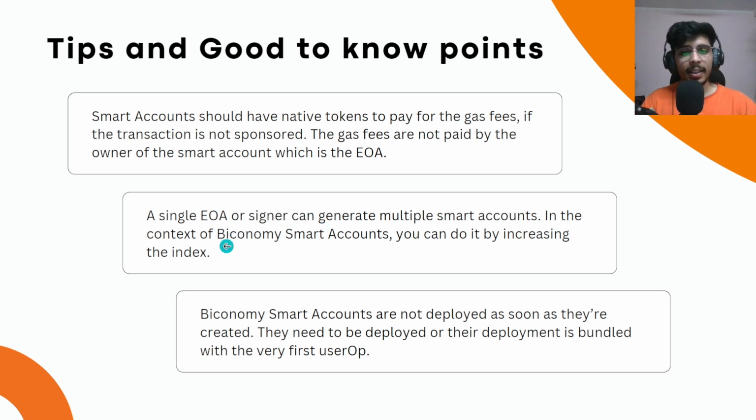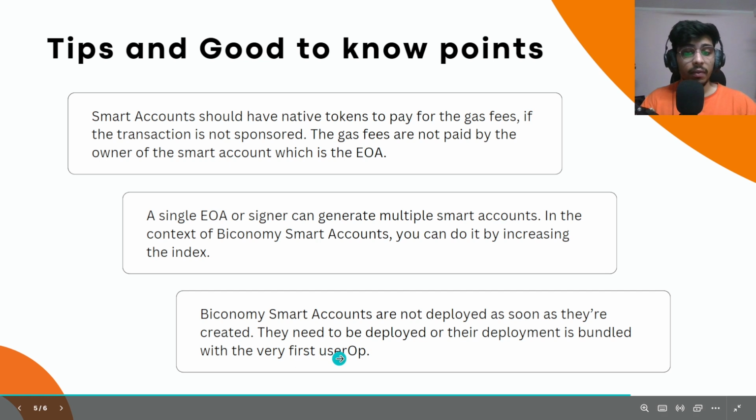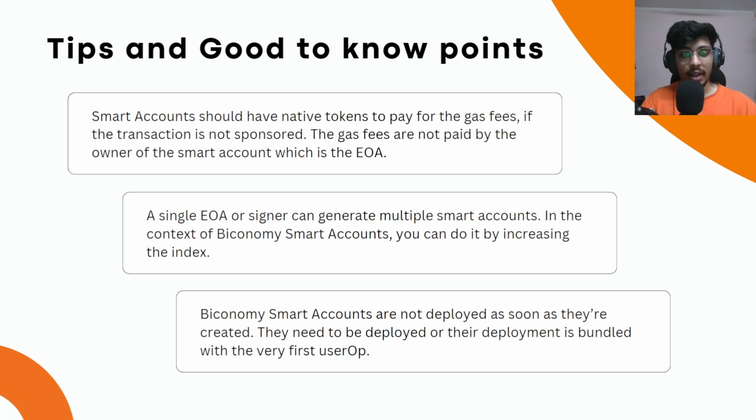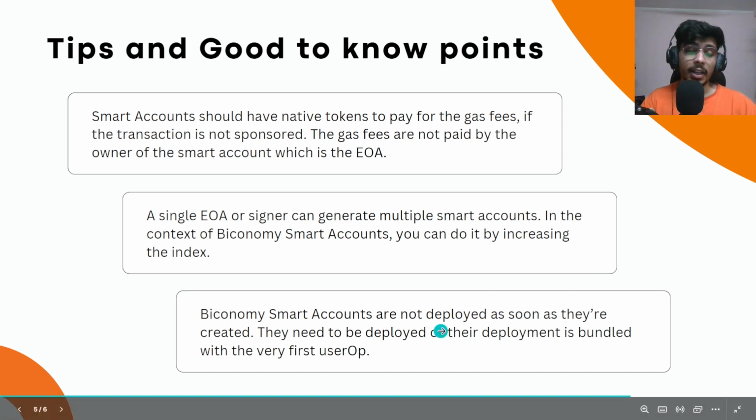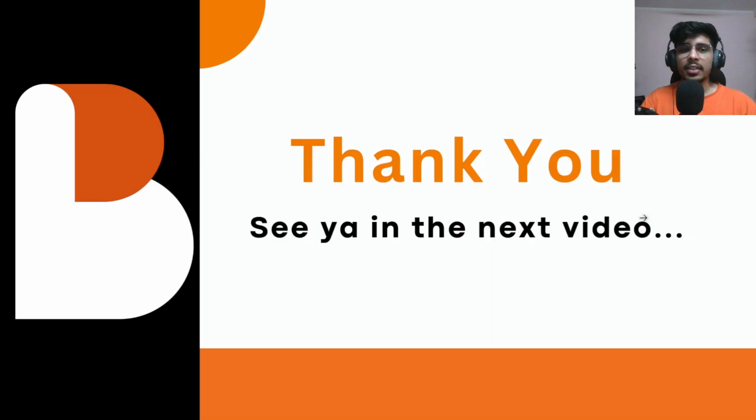Okay, and a single EOA or signer can generate multiple smart accounts. Okay, and this can be done in the Biconomy smart accounts by increasing the index in the create smart account client, as you can see in the previous slide. And Biconomy smart accounts are not deployed as soon as they are created. They need to be deployed, or the deployment is bundled with the very first user op. Okay, so that's simple. I already told you, right? It doesn't get deployed as soon as it's created, but yeah, you can deploy it, or it gets bundled with the first user operation.